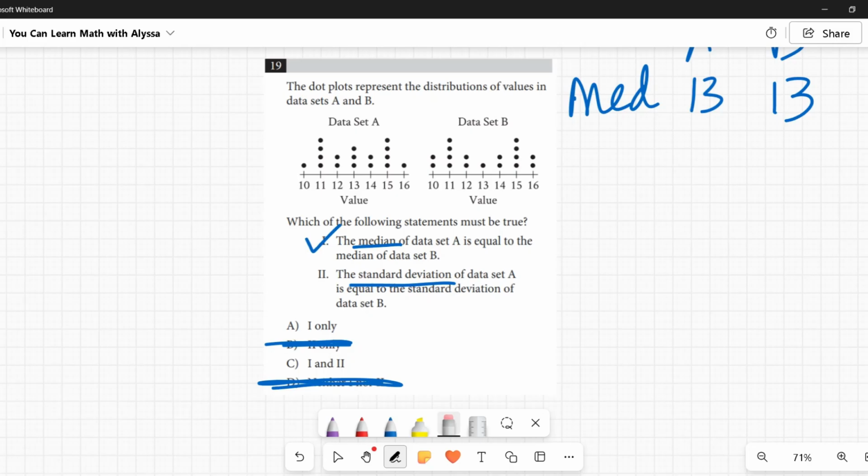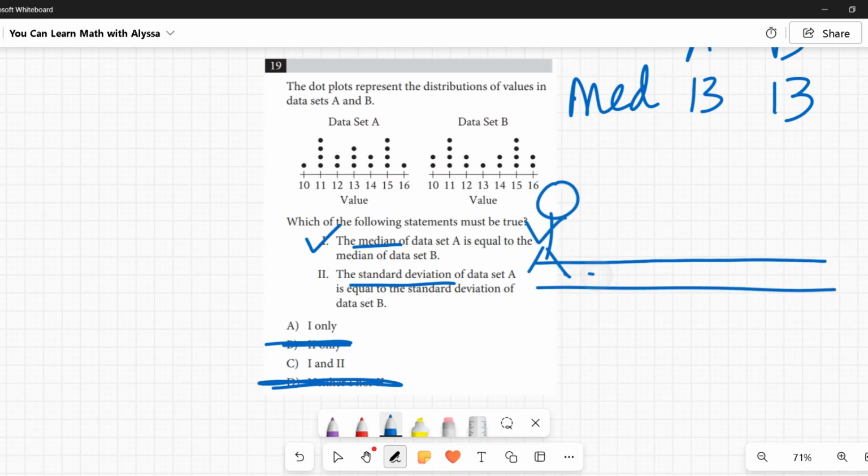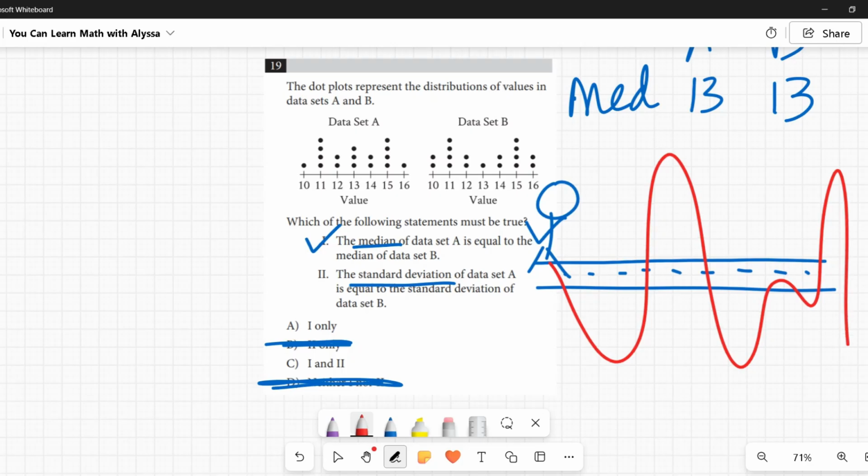Now again, I don't have to calculate the standard deviation on the SAT. I just need to recognize it. Standard deviation is how far things deviate, or how far away they go from the center. So like, let's say there is a path and you are walking on the path. And if you stayed on this path, you are not deviating from the path. But if you went like this, like that, you would be deviating from that path.